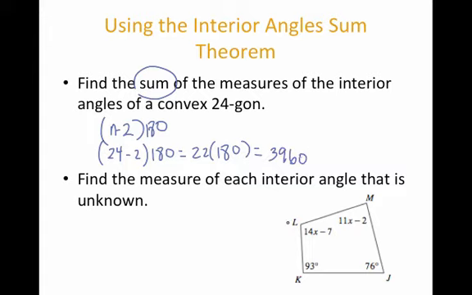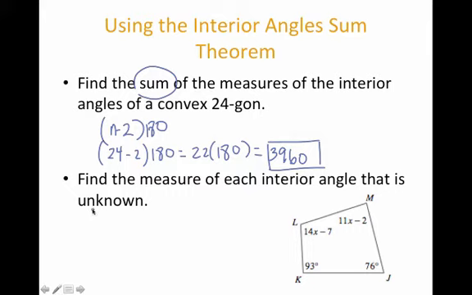So all the angles in this polygon add up to be 3,960. Next kind of problem that you might encounter is a problem like this, where you have to find the measure of each interior angle that we don't know. So I have a quadrilateral. One thing I need to know is what all the angles in this quadrilateral add up to be.